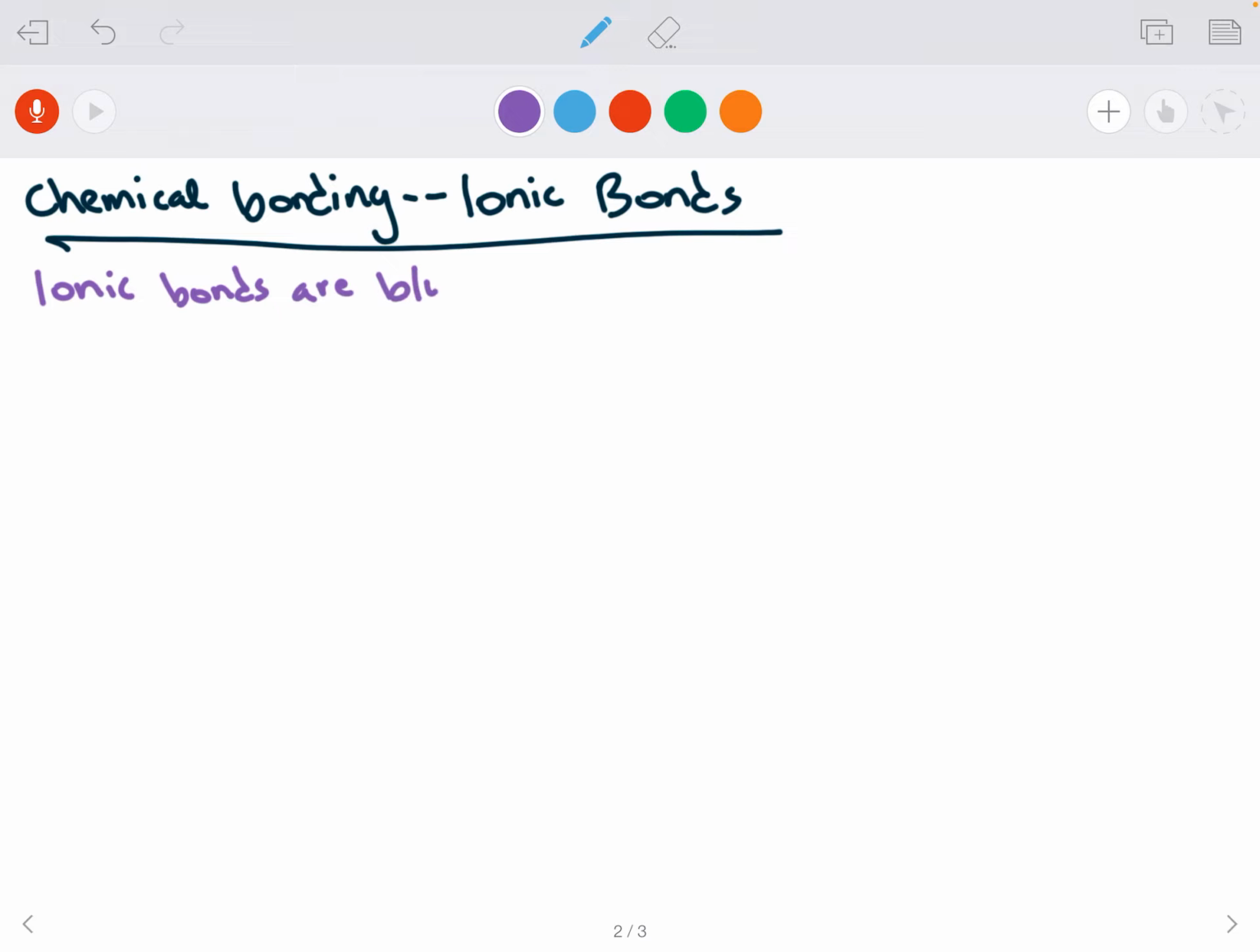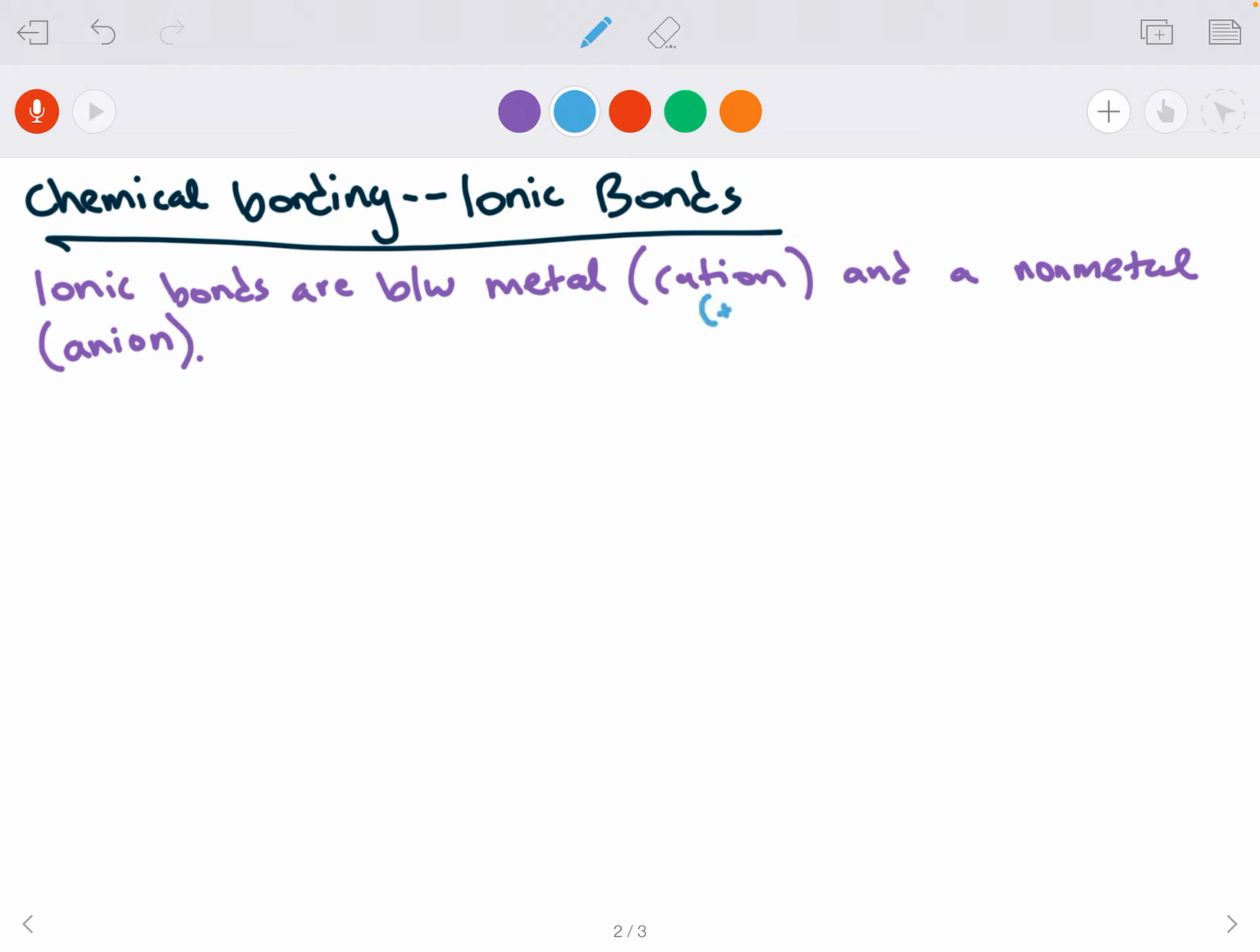are between a metal, which has a positive charge, and we call that a cation, and a nonmetal, specifically a nonmetal ion, that has a negative charge, and that is called an anion. It's a cation, positive charge, anion, negative charge.